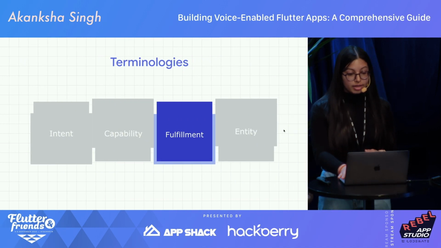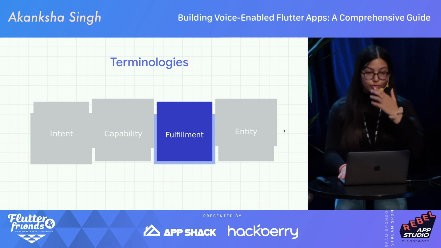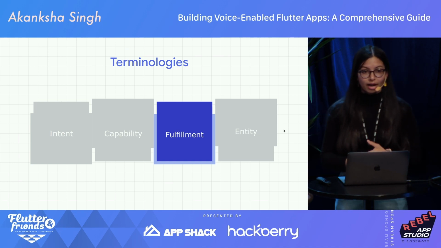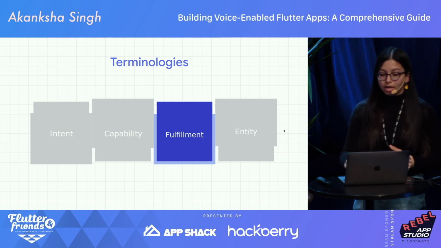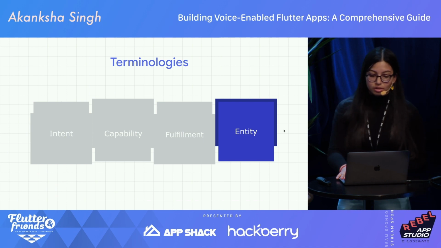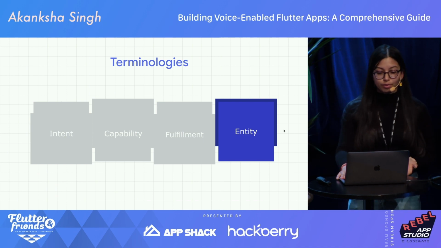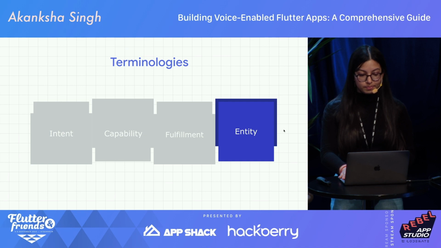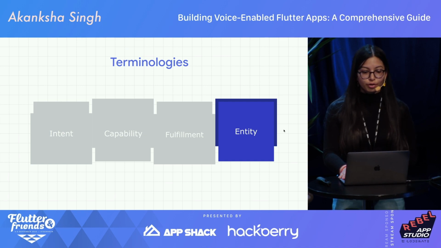And then we have fulfillment. Fulfillment is basically the logic that handles an intent, and it carries out the corresponding action. And then the entity, which is just a representation of a real world object. And yeah, those are some of the basic terminologies when we talk about Google App Actions.